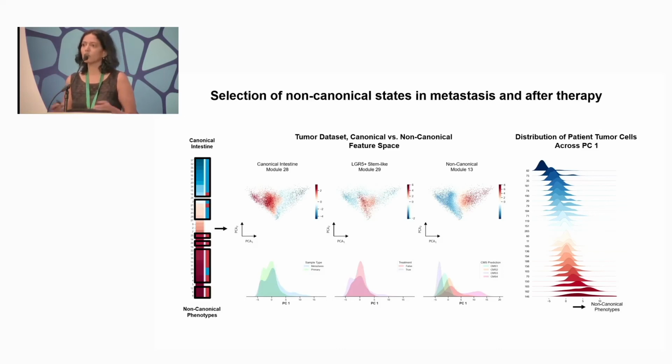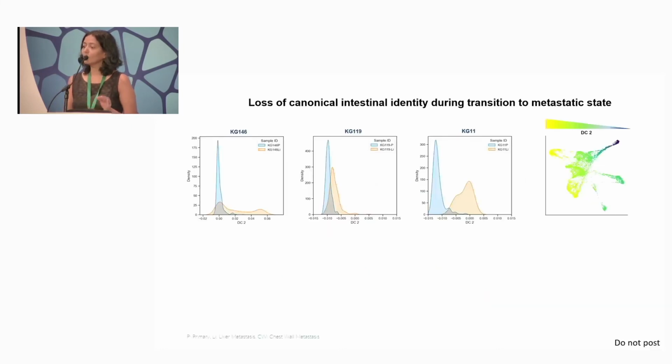We can also map these states onto what's called the consensus molecular subtyping, or CMS classification of colon cancer, where CMS3 is the most canonical appearing and has the best prognosis. This is based on bulk RNA-seq of tumors. And CMS4 has the worst prognosis. We see that CMS4 is strongly associated with these non-canonical states, but much more heterogeneous than had been appreciated before. We can rank all of our patient samples from individual patients along a spectrum of canonical and non-canonical. And so we can see that the more treated and the more metastases the patients have, the further along the spectrum they are.